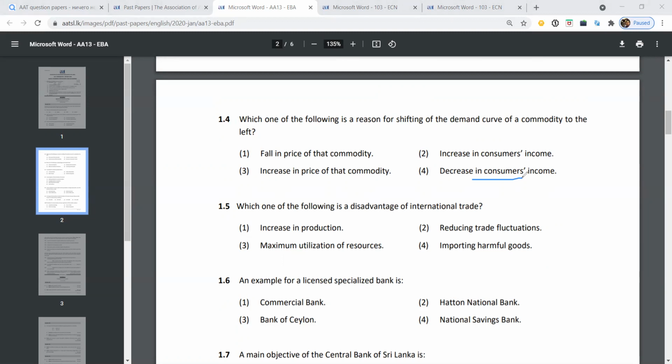Which one of the following is a disadvantage of international trade? In here, international trade disadvantages, sorry, we can't do it yet. We haven't done it.